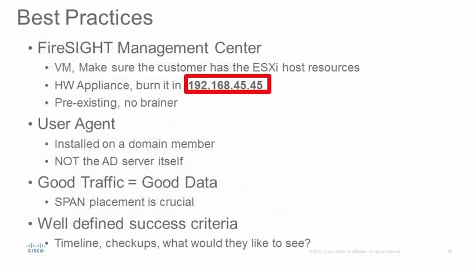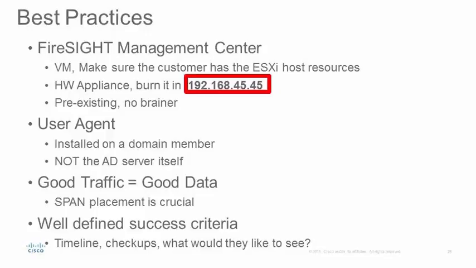Heads up. Whenever you stand up a Firesight Management Center hardware appliance, it has a burned-in address of 192.168.45.45. Know that before you just plug it into a customer's network, because you could have an IP conflict. This has happened in the past. Also, if you're doing Firepower appliances, in addition to a hardware Firesight Management Center, they'll both come shipped with a configured IP address of 45.45. You will definitely have a conflict if you plug them both in, so change one of them beforehand.